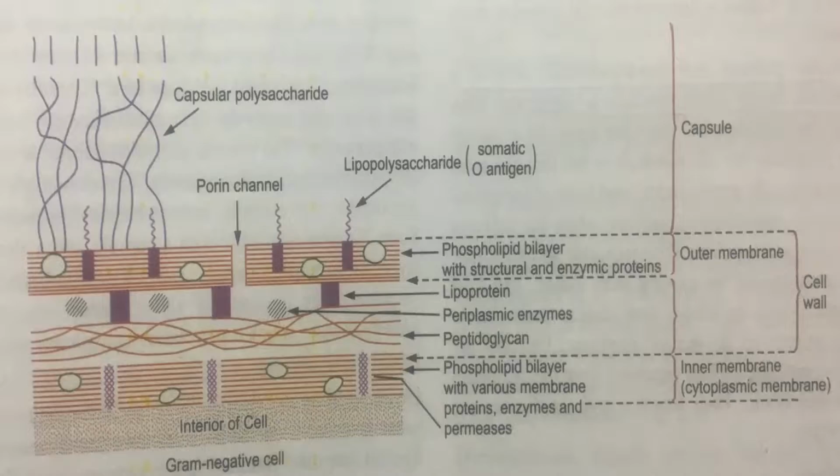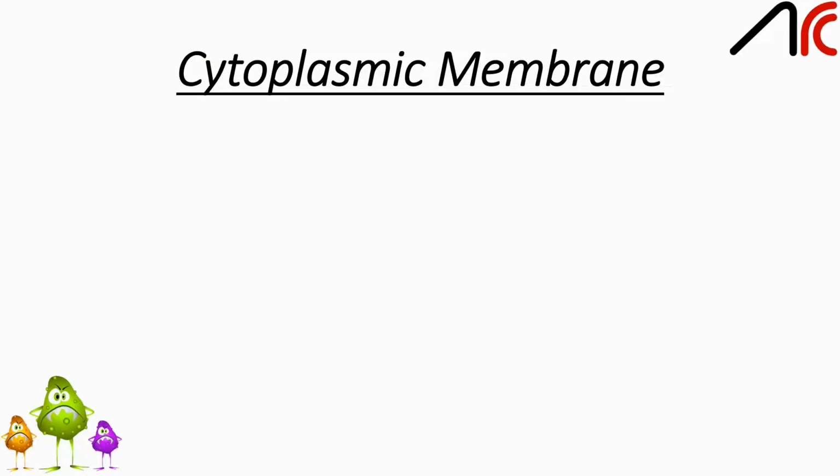This is the diagrammatic representation of the cell wall of gram-negative bacteria, which is divided into three layers: capsule, outer membrane, which is also called the cell wall, and the inner membrane. The cytoplasmic membrane or the plasma membrane.